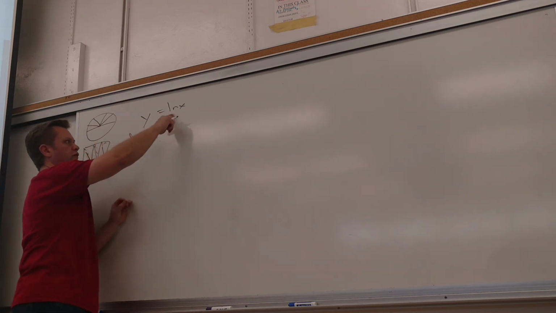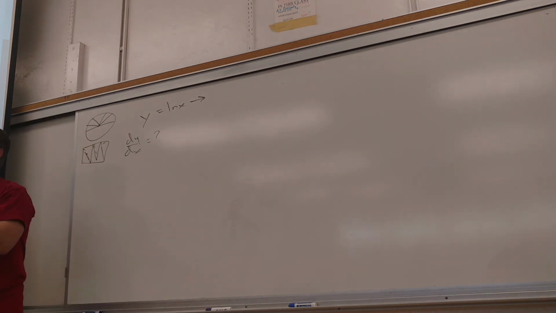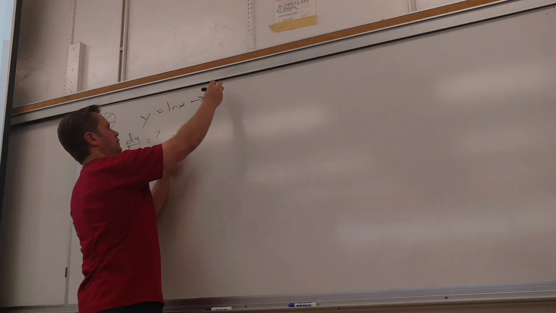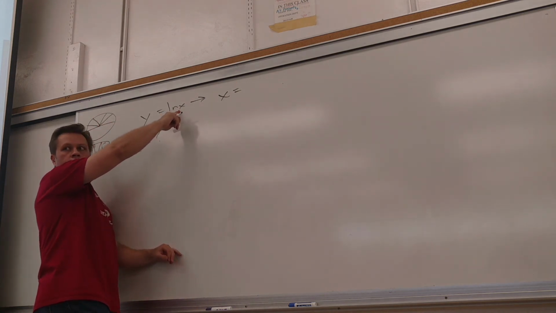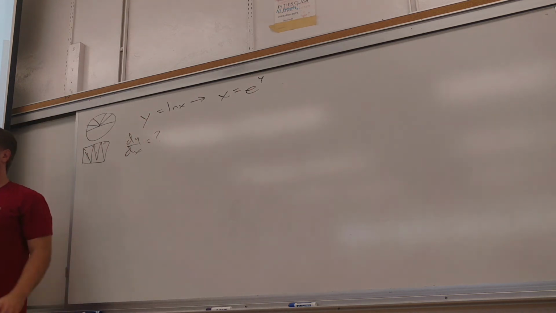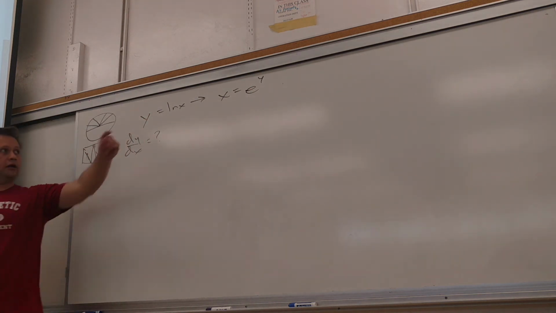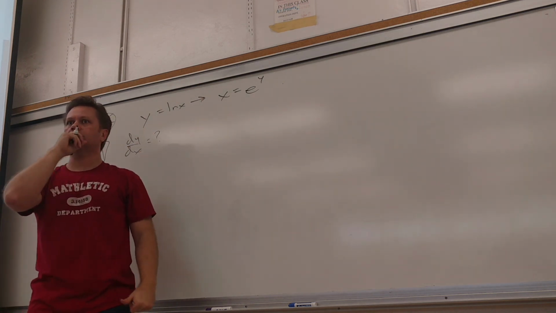So here I don't know this derivative, so let me reformat this into a function that I know the derivative of. So how do I rewrite this? x equals what? x equals e to the y. Is that cool? And now I know this derivative. Now that I know implicit differentiation, I know how to do this.